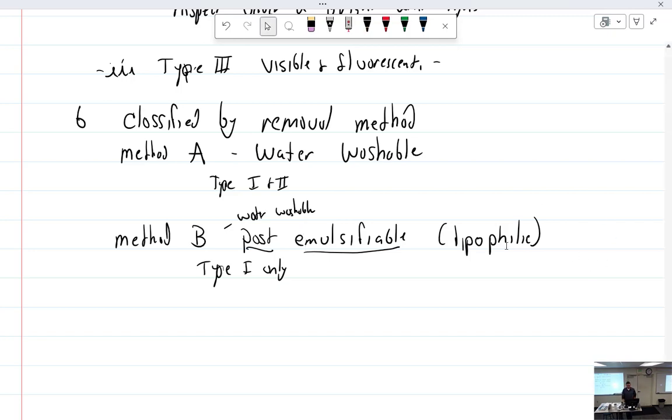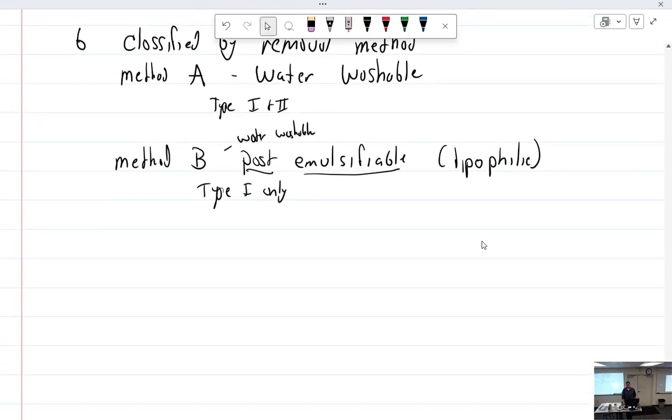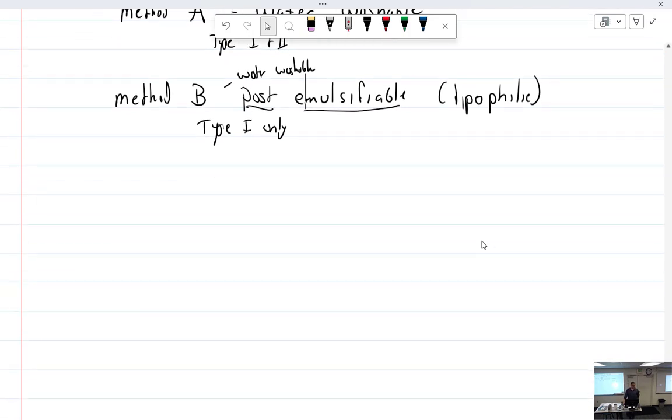So lipophilic, lipo is like liposuction, means like fat. Yep, so that's lipids. Let's say, oil-based. Then we have method C, which we're going to put right in the middle between two that are similar, and that is going to be a solvent removable. So rather than water, now you need some sort of solvent.